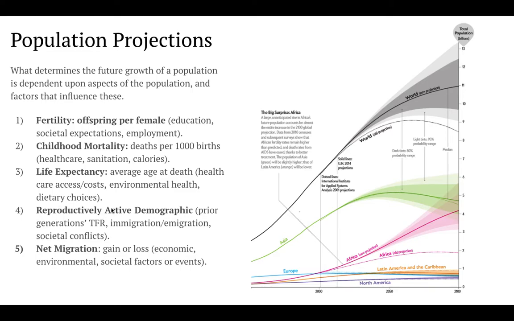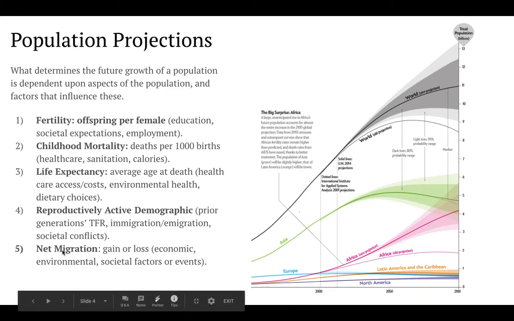Reproductively active demographic, which is the number of people having offspring, is really a reflection of prior generations' total fertility rate, but also things like immigration and emigration. So currently, the reproductively active demographic in the United States is quite large, but Caucasians are having a very low fertility rate. So the reason why the United States is continuously growing is due to immigration of non-Caucasian people that tend to have a higher TFR.